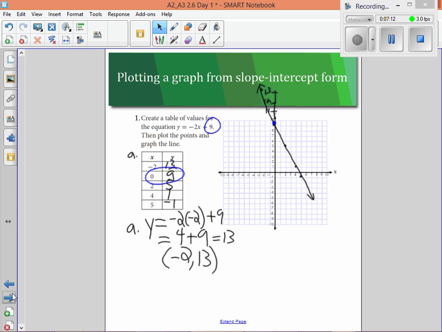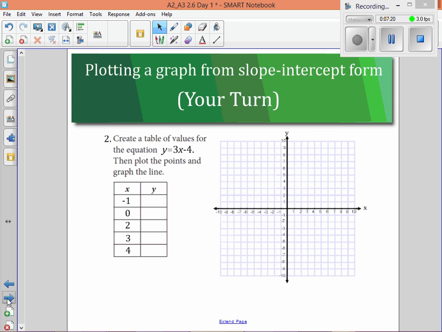All right, so this should be something you're familiar with, plotting points, filling out a table of values, maybe even a refresher for most. So I want you to try the following table, plot this, and then graph the line. So y is equal to 3x minus 4.